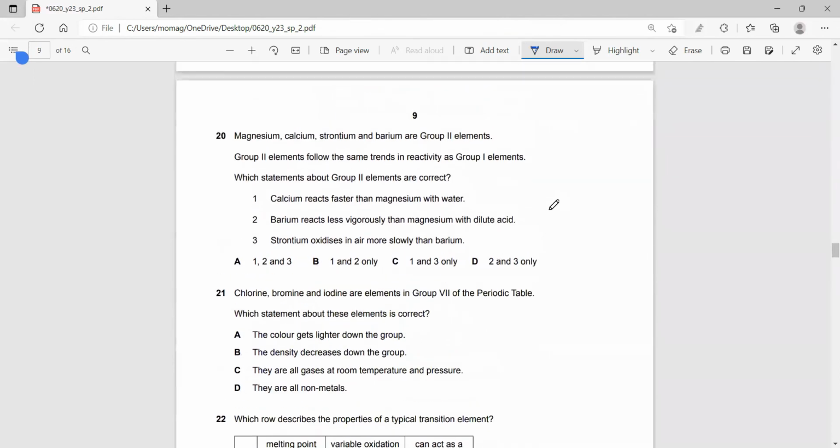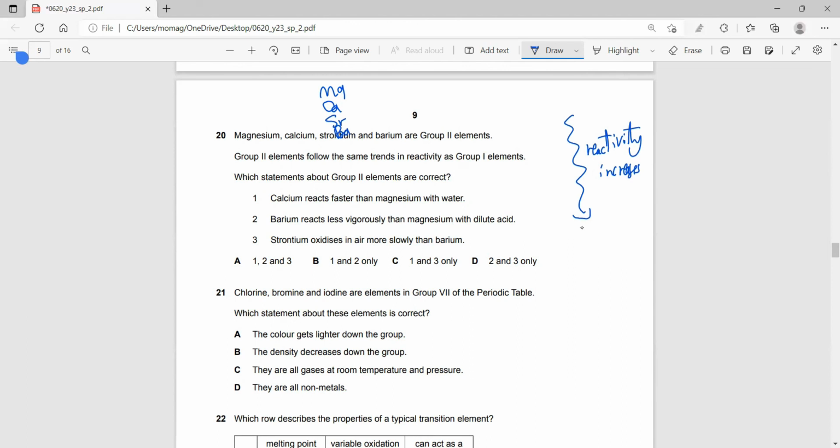The last question we solve today is question 20. Then inshallah, questions 21 till 40 will be in video number 2. Group 2: magnesium, calcium, strontium, and barium follow the same trend as group 1. Remember that in group 1, if you go down the group, the activity increases. If you just rearrange them, we have beryllium, then magnesium, then calcium, then strontium, then barium.